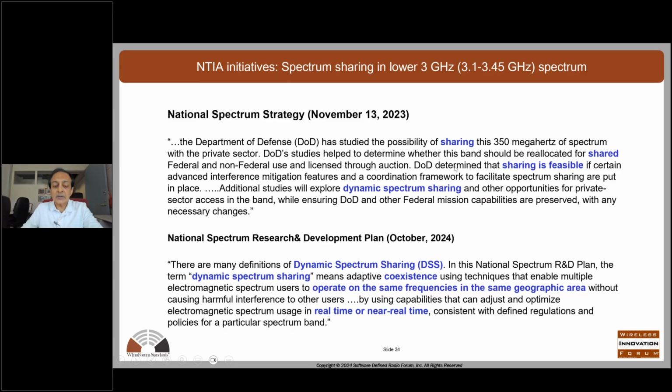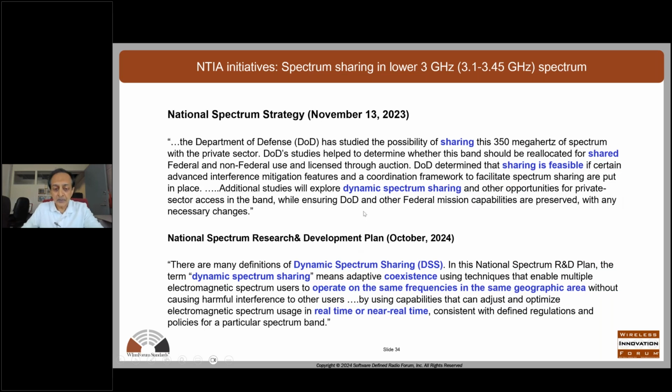And they basically reiterated what came out of the EMBRS report, that DoD has started studying sharing of this 350 megahertz of spectrum, and they mentioned that it should be determined to be relocated for shared federal and non-federal use and licensed through auction. DoD determined that sharing is feasible if certain conditions are in place. And it goes on to say additional studies will explore dynamic spectrum sharing and other opportunities for private sector access in the band.